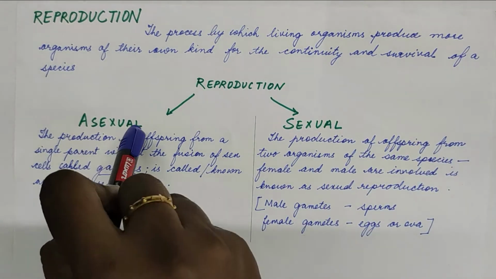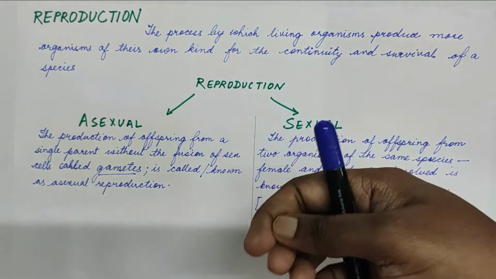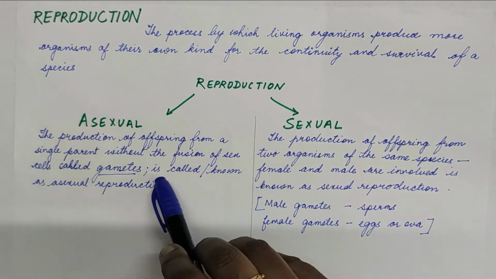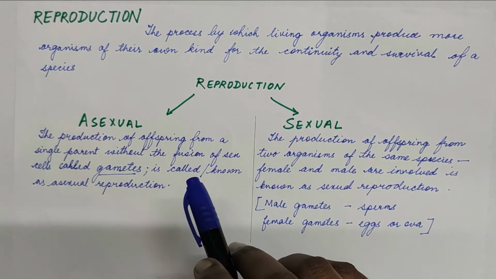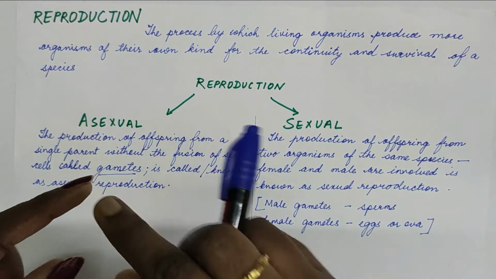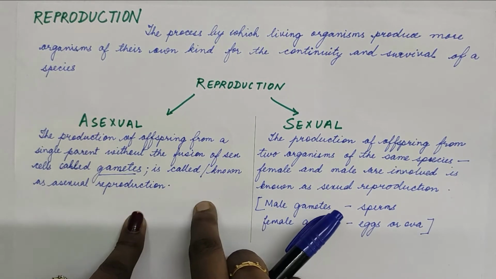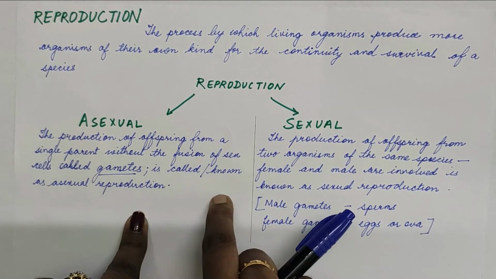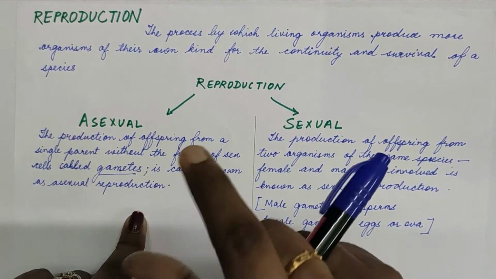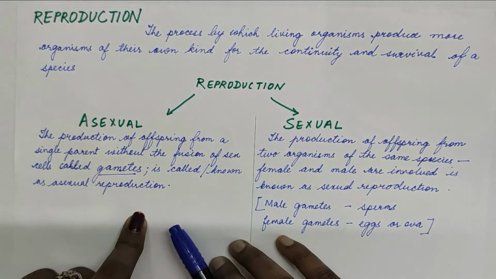In asexual reproduction, the production of offspring, or the child or progeny as we call it, happens from a single parent without the fusion of the sex cells. Generally there are two sex cells, the male and the female, so there is no fusion of the sex cells in asexual reproduction, and therefore it is known as asexual reproduction. These sex cells together are called the gametes. So we have the female gamete and the male gamete.